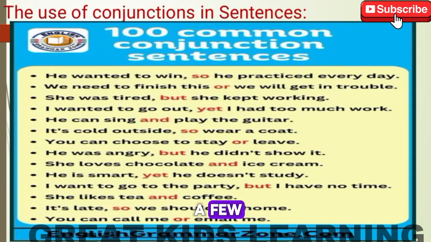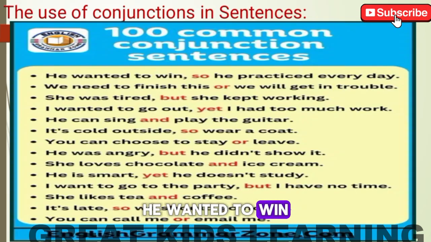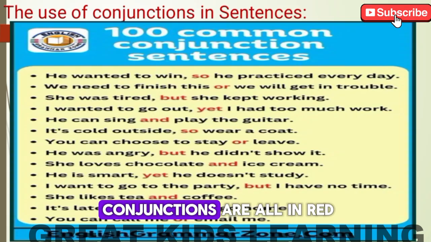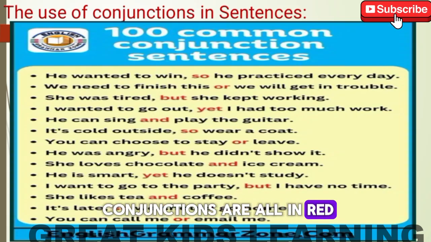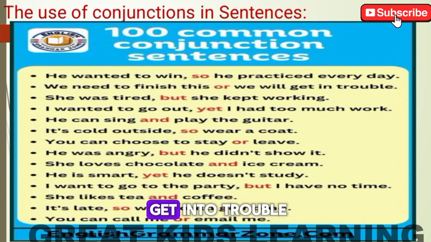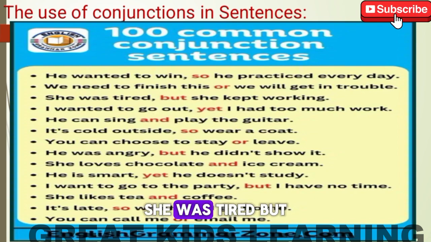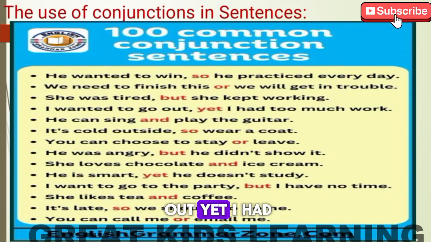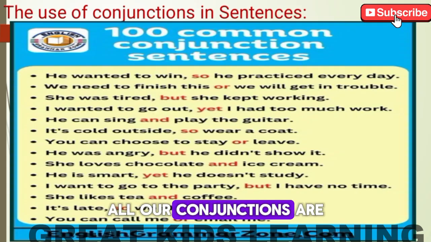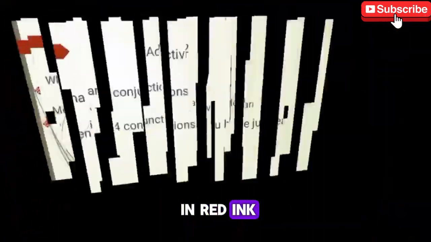Let's quickly look at a few. He wanted to win, so he practiced every day. Where is our conjunction? Of course, you notice that our conjunctions are all in red. We need to finish this or we will get into trouble. She was tired, but she kept walking. I wanted to go out, yet I had too much work. He can sing and play the guitar. All our conjunctions are in red ink.